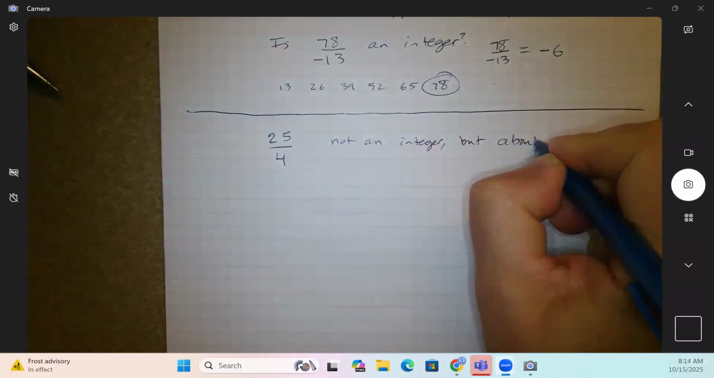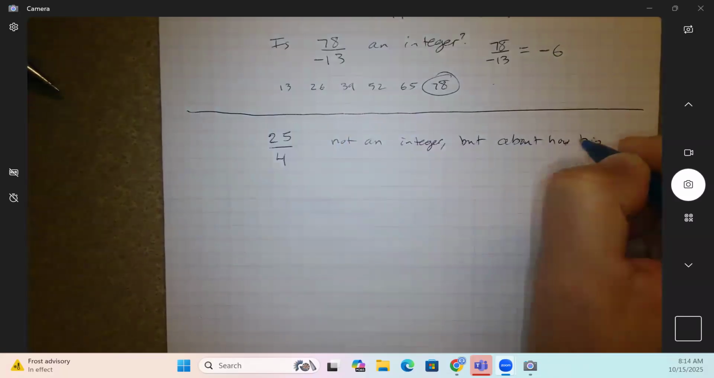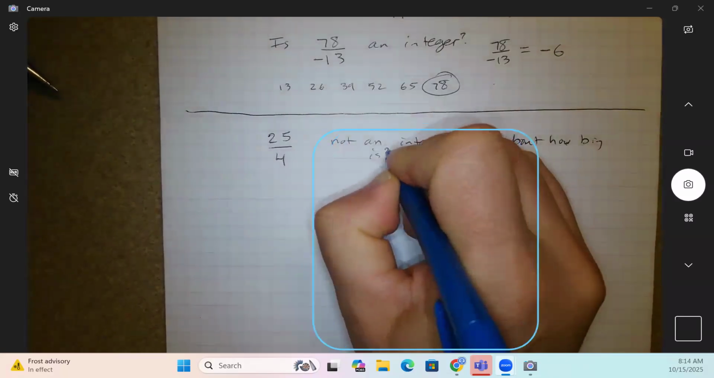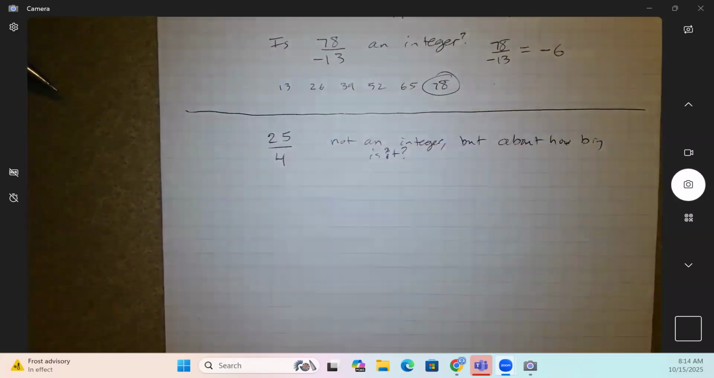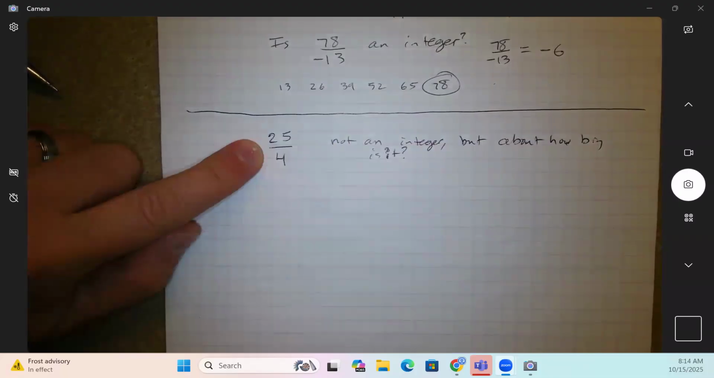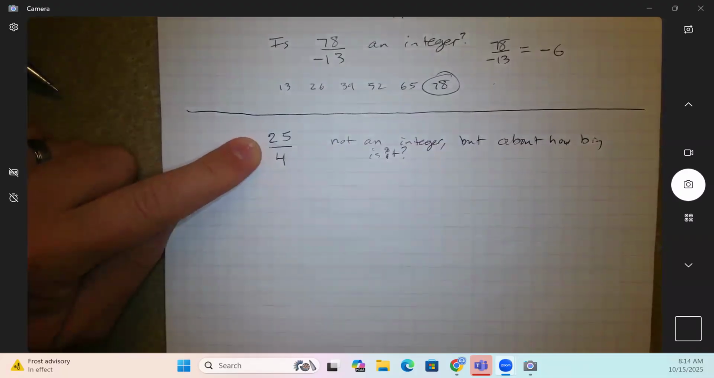But about how big is it? I've done this enough, I have a little bit of intuition, right? It's a little more than 6. But one of the drawbacks of writing numbers as fractions is it can be hard to see about how big that number is. And that is often what we want to know.